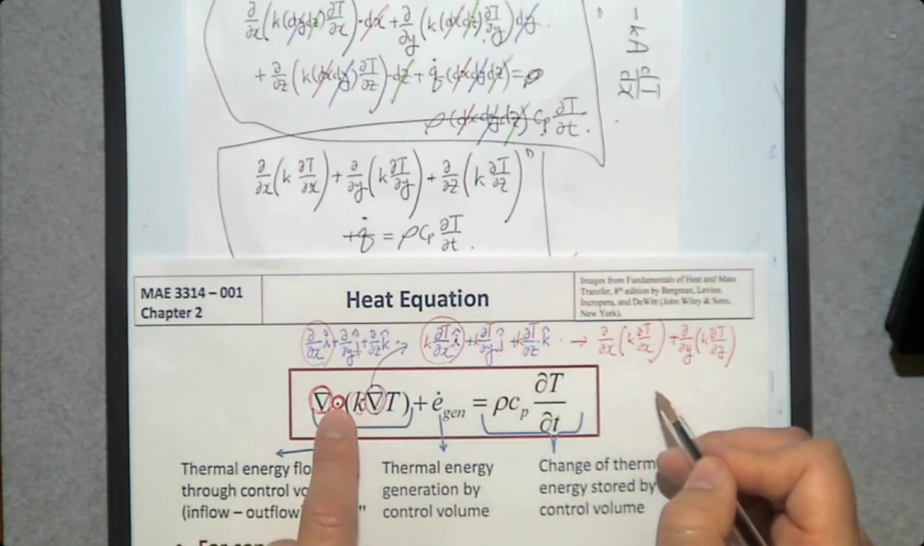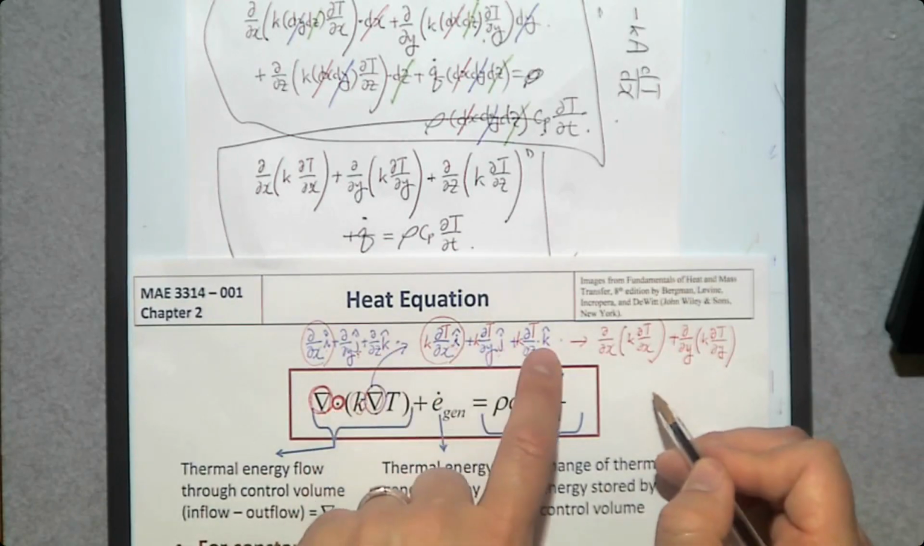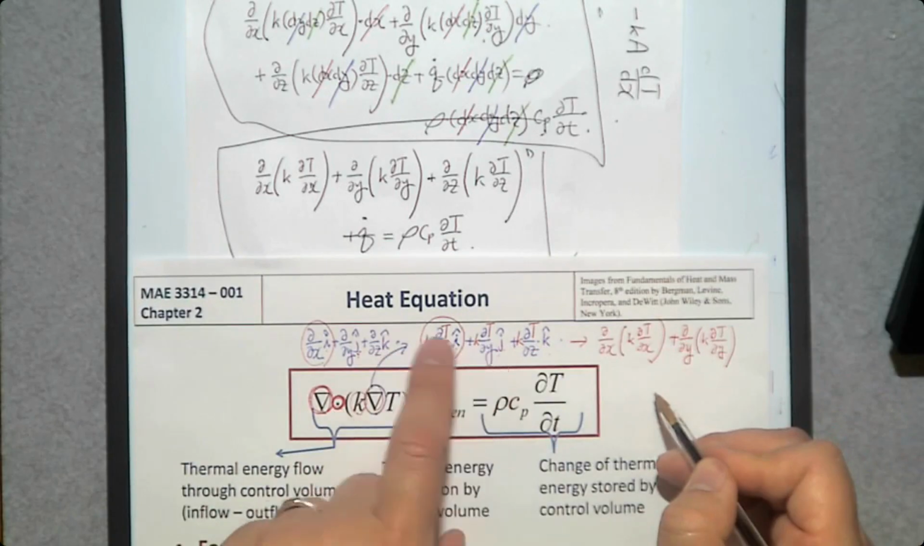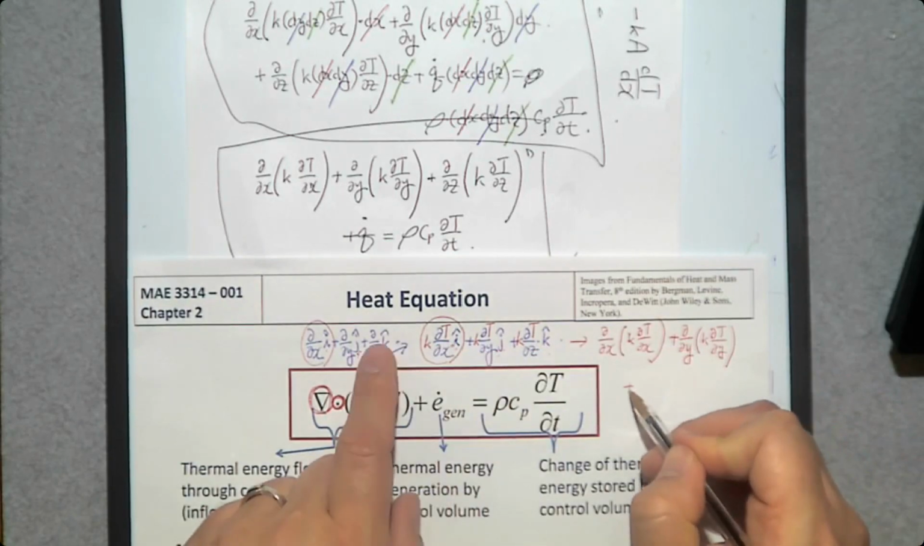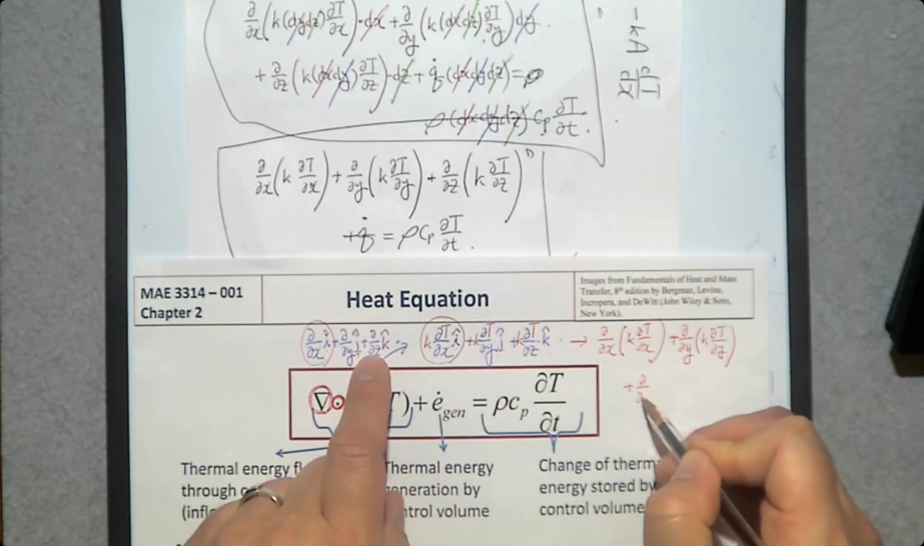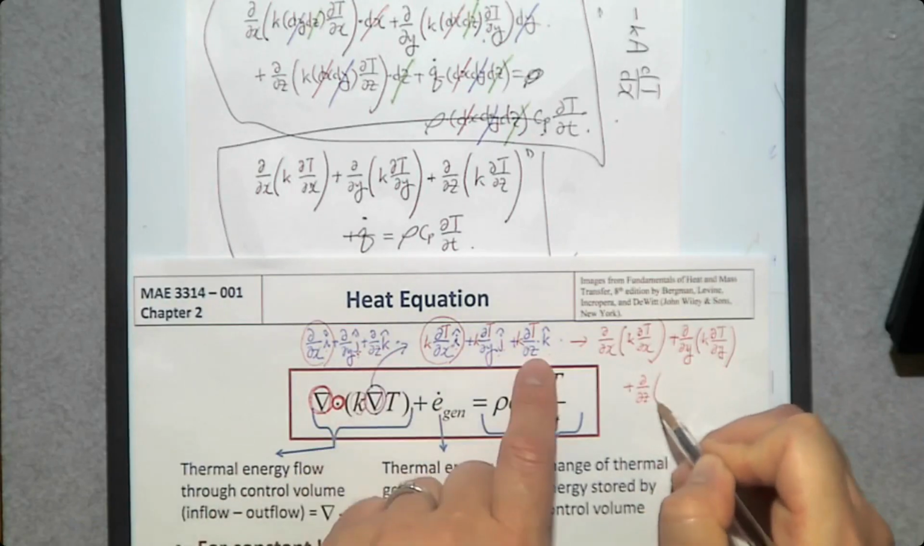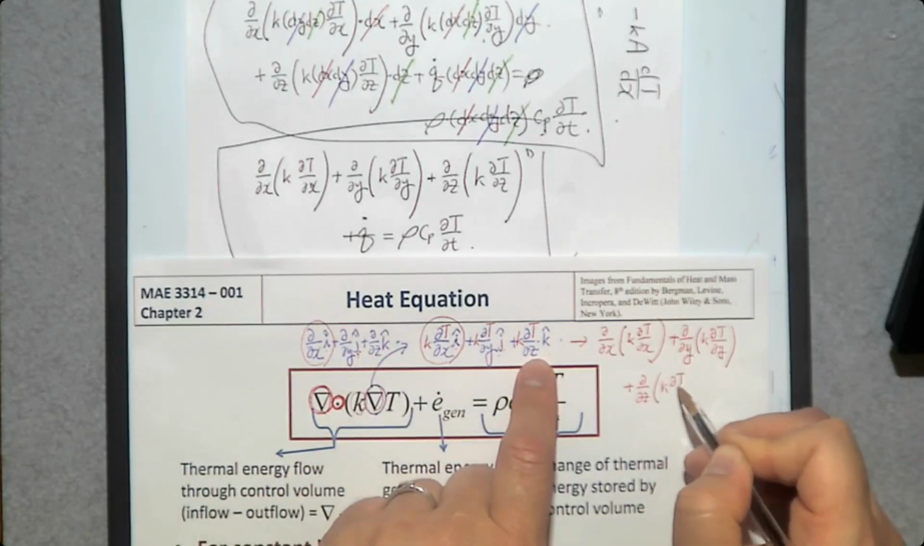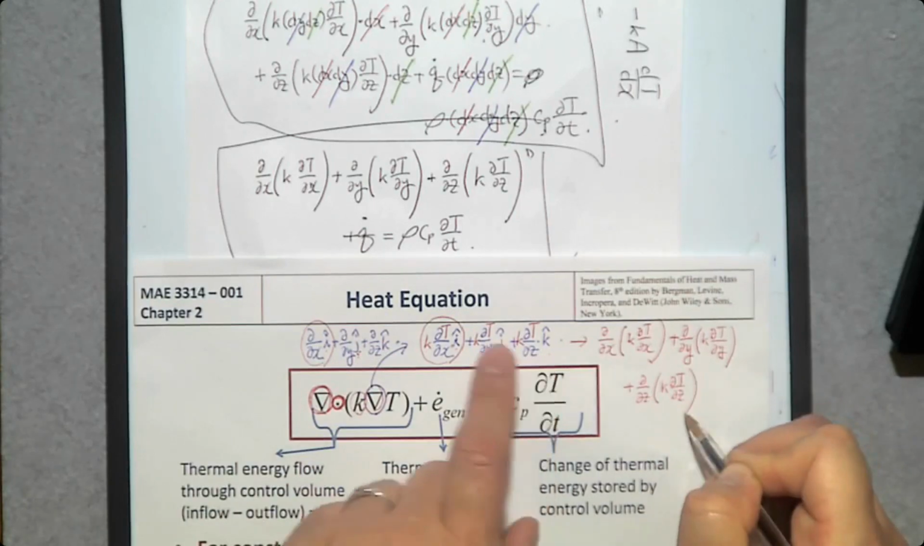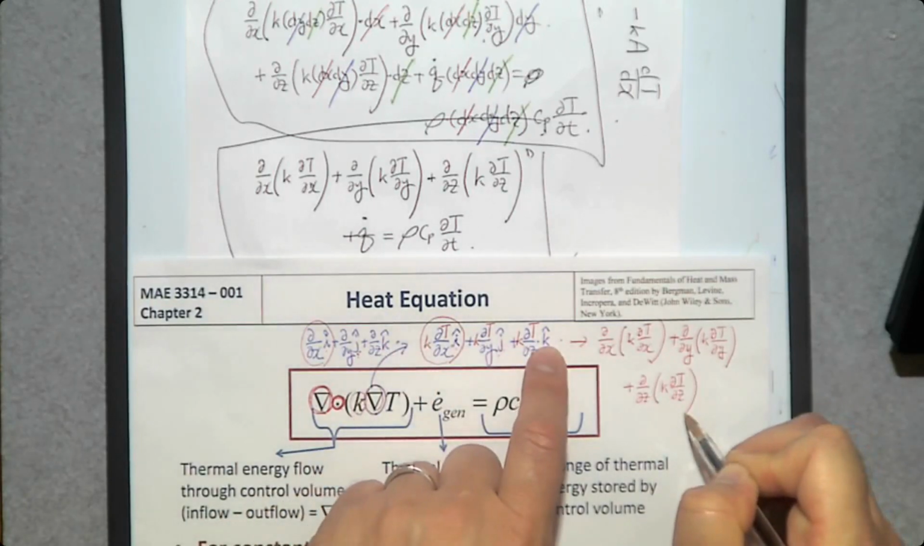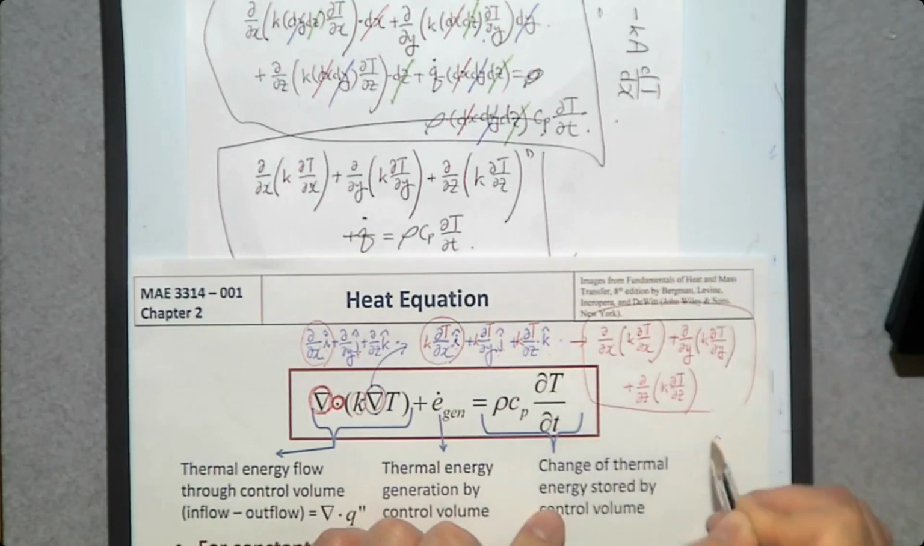Since it's dot product, we only consider k times k. We don't care about kj, ki. So k, partial over partial z of the last one, k partial T over partial z. What is k times k? 1. So that's what it meant, the first term.